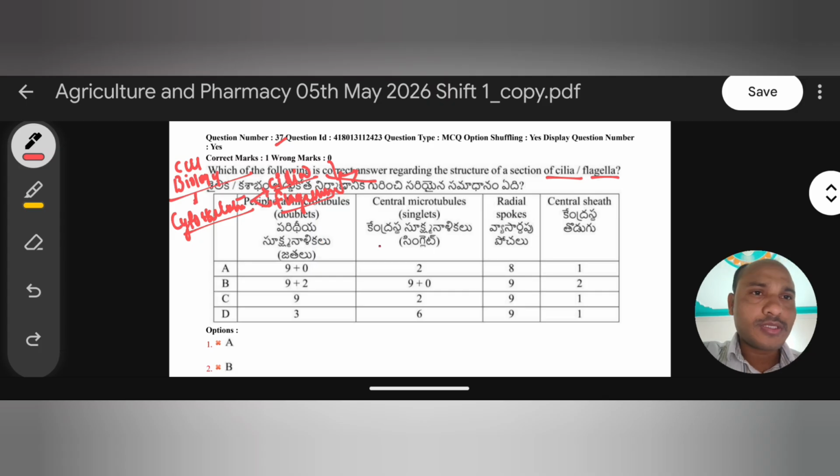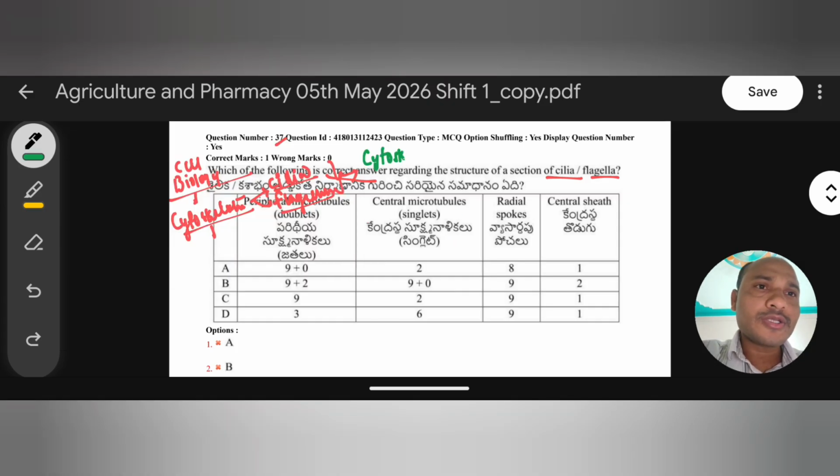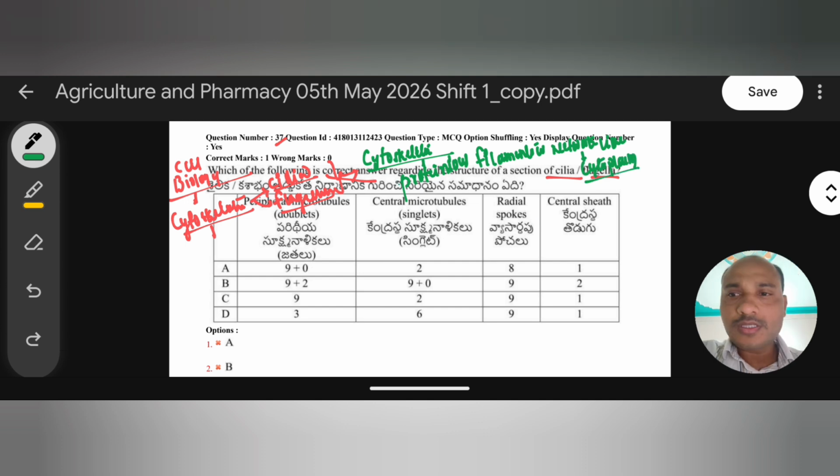Okay. So before we analyze these options, let's start with what exactly the cytoskeleton is and what the internal structure of cilia and flagella is. Generally, cytoskeletons are proteinaceous filamentous network-like structures present in the cytoplasm of the cell. Generally, the cytoskeleton is mainly made up of three important components.